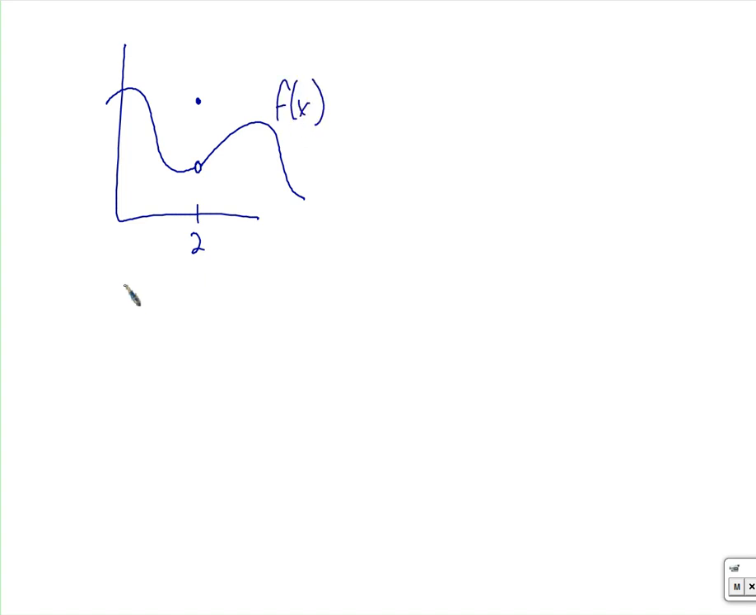So really quickly, we just draw some graphs. Let's say that's 2. Call this that. We just ask you, does the limit as x approaches 2 of f of x exist? What is this limit?